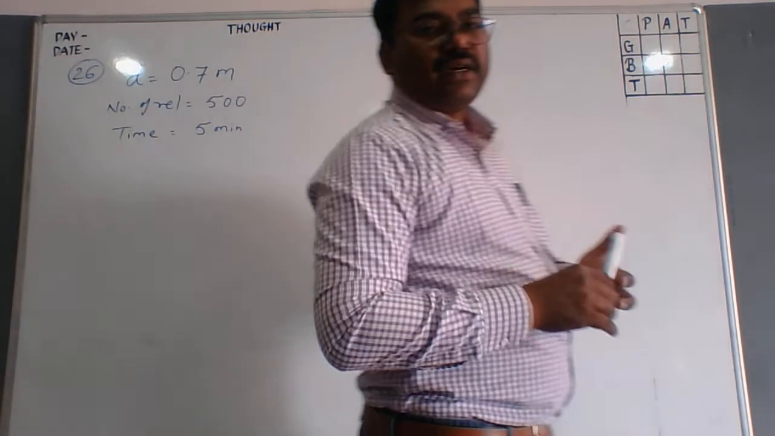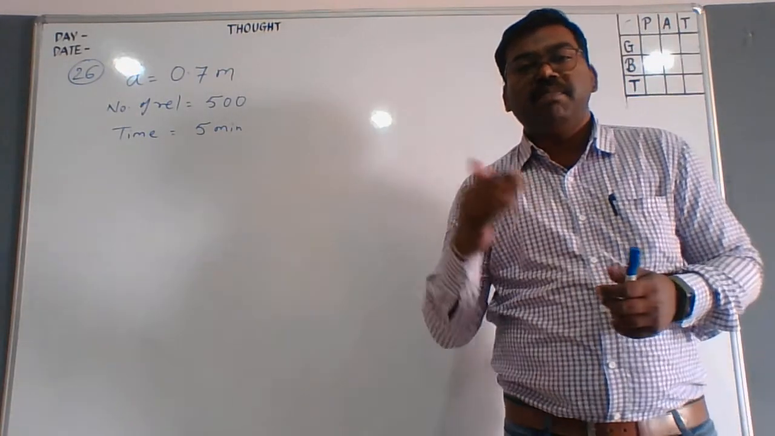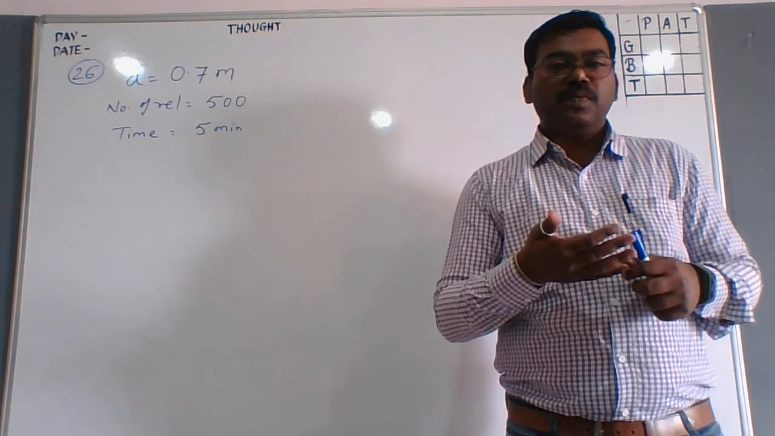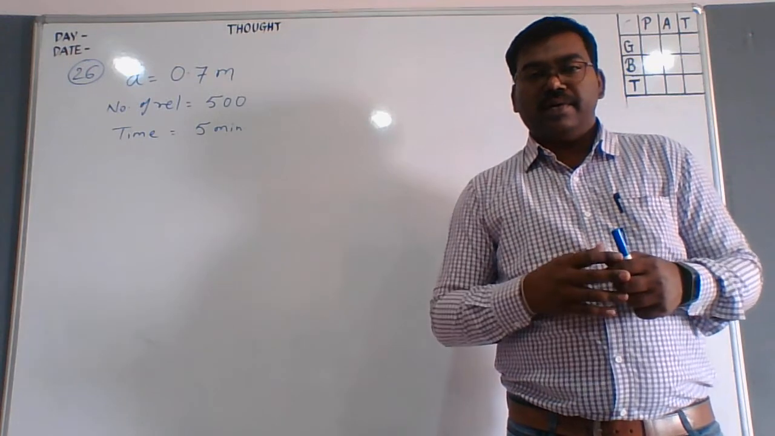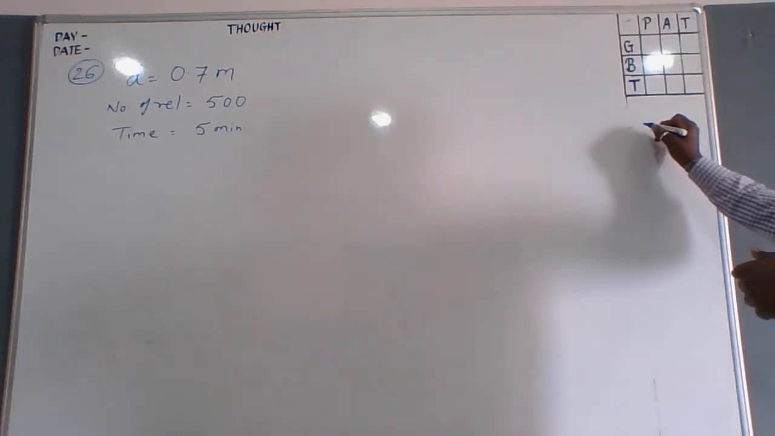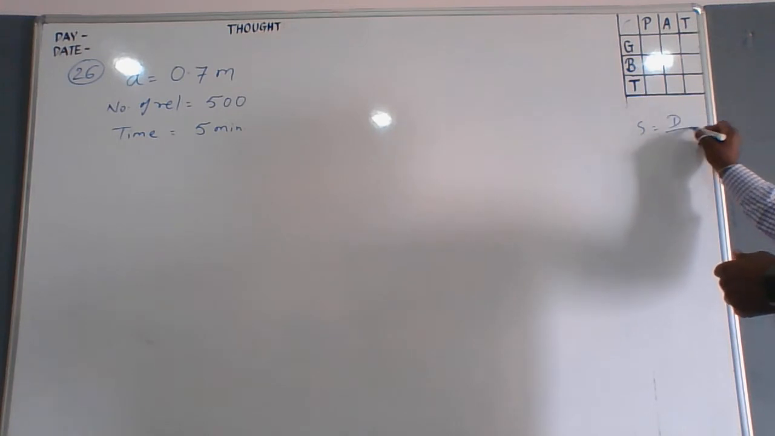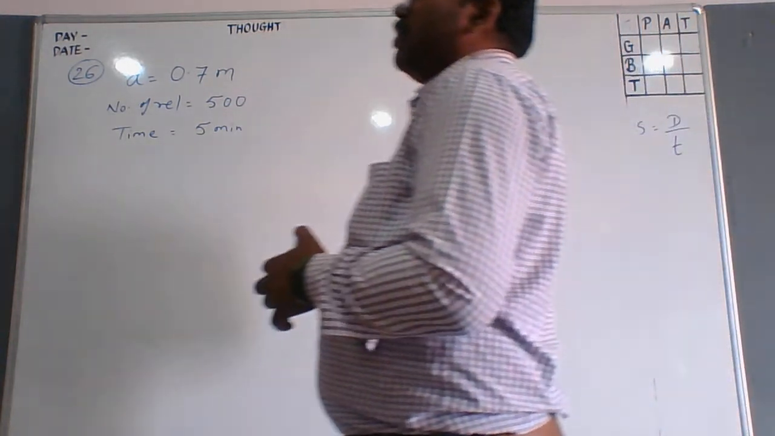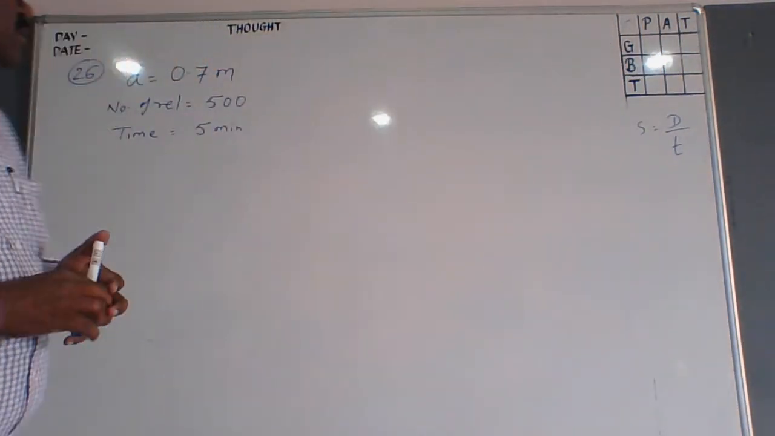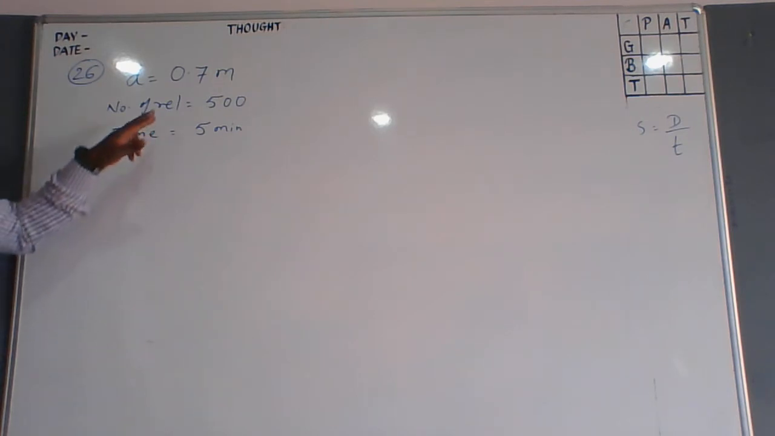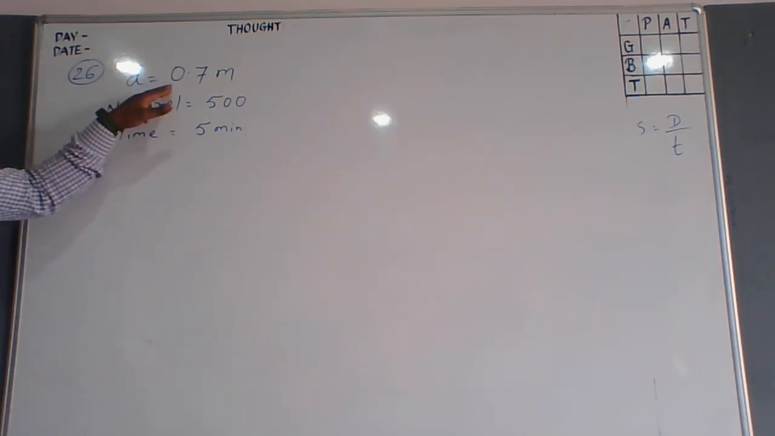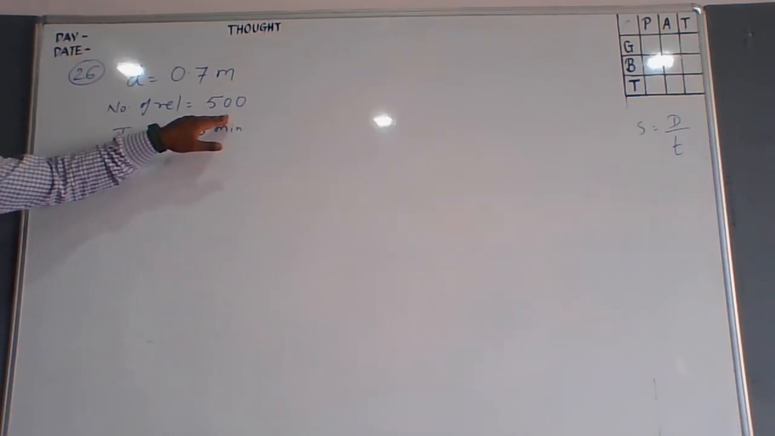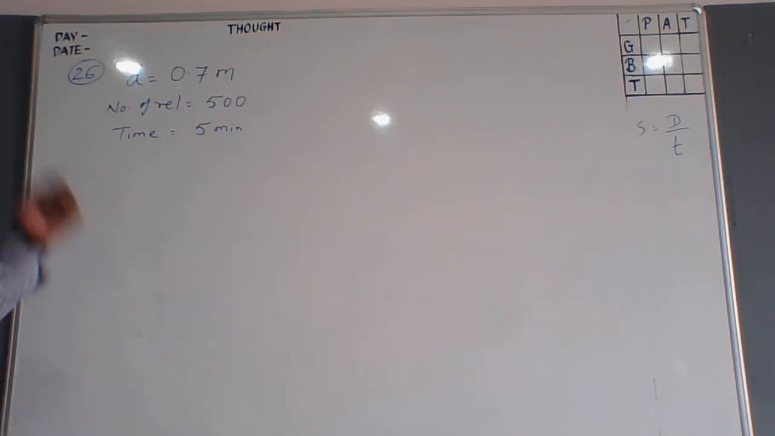We want to calculate the speed of the wheel in meter per second, and also we want to convert that meter per second into kilometer per hour. As we know, for finding the speed, the formula is distance upon time. So we should calculate how much distance the wheel will cover in 500 revolutions, and then we can apply that formula to find the final answer.